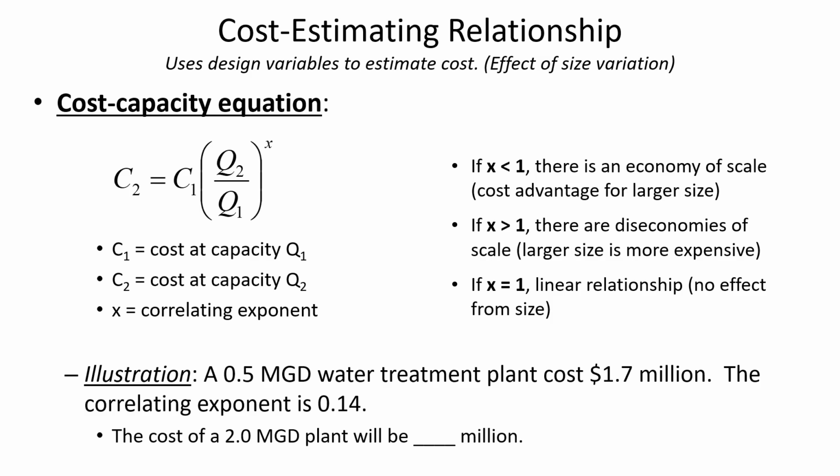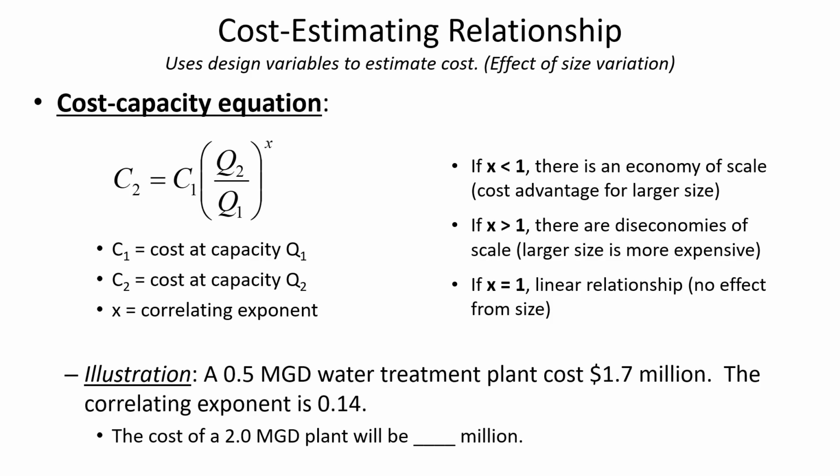So anybody have their calculator handy today? And double check my calculations. I get, so 2 divided by 0.5 is 4, and then to the power of 0.14 gives us 1.21, and then multiply that by $1.7 million.